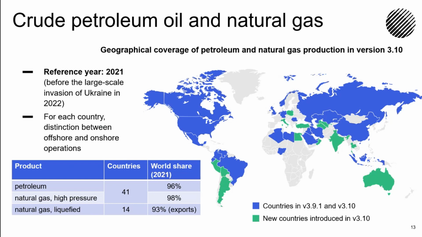In addition to the datasets for the extraction of oil and natural gas, we have also increased the coverage of the datasets modeling the export of liquefied natural gas. We have increased the number of countries from 9 in version 3.9 to 14 in version 3.10. With this update, we now cover 93% of the exports of liquefied natural gas.